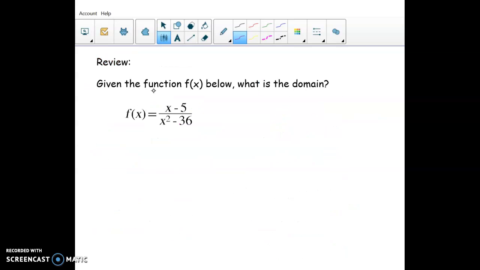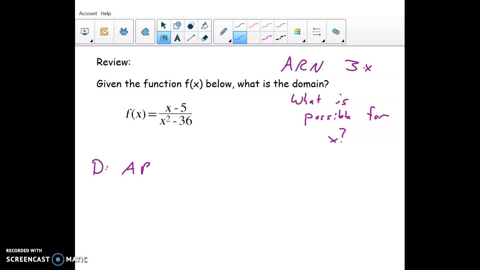Let's try one of these. So there's some question about domain, right? So domain again is what is possible for x. So pause the video and see if you can figure out what is going to be the domain here. Okay, so the trick is generally the domain is all real numbers, right? That's the general rule. Like if you just had something like 3x, x can be anything because you can multiply anything by 3, right? But on a division one, you can't have a 0 in the denominator. So our domain here is going to be all real numbers except when the denominator is 0.